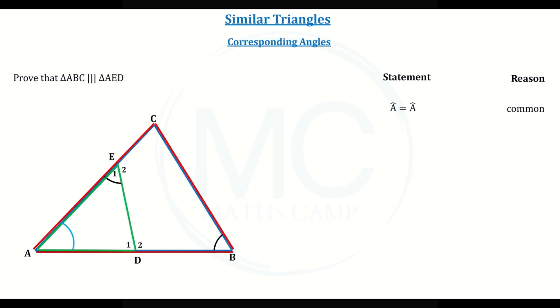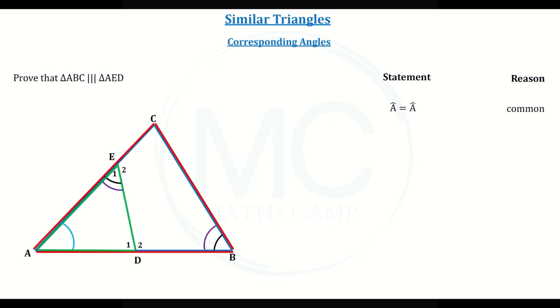B is the second letter in ABC. So let's mark angle B in purple. E is the second letter in AED. So E is the corresponding angle. E is an angle in triangle AED, so we only mark E1, the section of E that lies inside triangle AED.